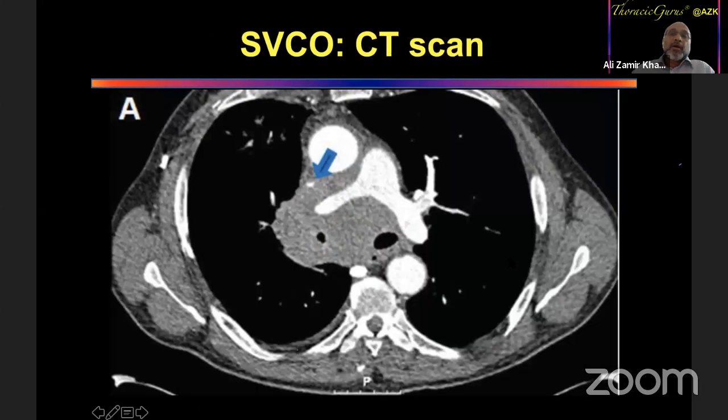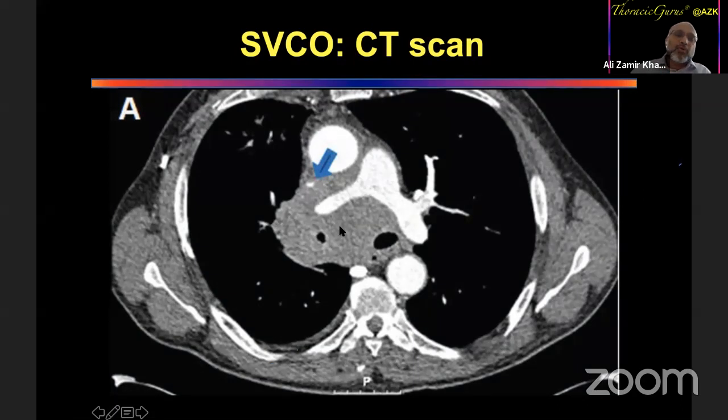So just a simple chest X-ray, if interpreted well, will actually give you an idea of what is happening to the SVC. A CT scan, usually a contrast enhanced CT scan, is very important because you want to see the SVC. And here is a tumor right in the anterior mediastinum going all the way into the posterior mediastinum, onto the left side as well, into the subcarinal area as well, and the SVC is almost down to a narrow slit. If you see something like this, then the first thing which comes to mind is a lymphoma.